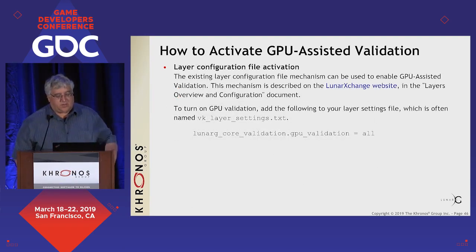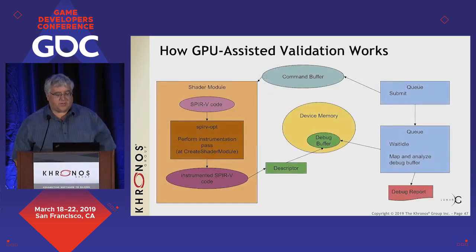And to activate it, this is just hanging another extension structure off the pNext pointer in an instance create function. You can find documentation for this on various Learn Exchange websites and in the SDK documentation. But you just add this additional data to the pNext chain, which should be a pretty familiar idiom for Vulkan programmers. There's also a second way to activate it if you like to use layer configuration files.